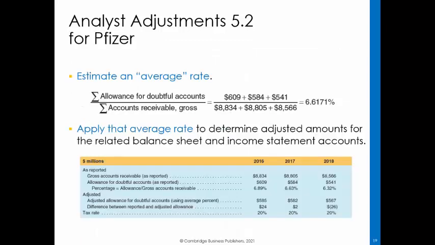This slide shows the calculation of the average allowance for Pfizer over the periods from 2016 to 2018. The sum of the allowances for each year is divided by the sum of the gross accounts receivable to determine an average of 6.617%. We then apply the average rate to each gross accounts receivable for 2016 through 2018 to determine the adjusted allowance amounts and determine the difference between the original allowance and the adjusted allowance. For simplicity's sake, a 20% tax rate will be applied in all years to determine the income statement effects.